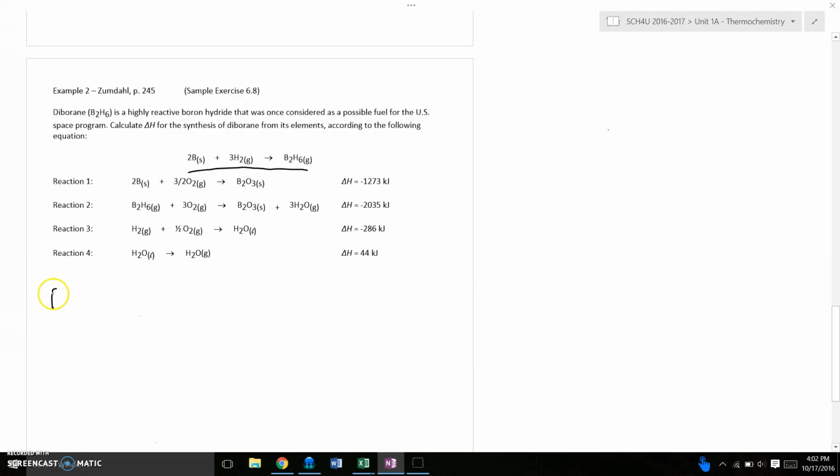Let's start with reaction 1. We see boron, solid, the element on the left of our reaction, and we see it here in reaction 1. So that tells me that it's on the right side and in the right ratios. So I'm going to keep this reaction in the same form that it's in.